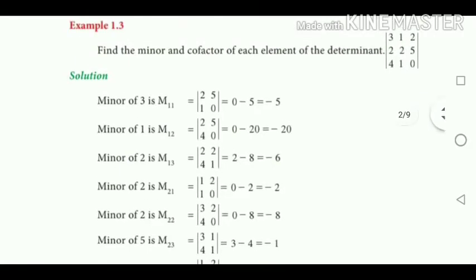Then the first row second element, that is m12, the minor of 1, which is in the second column. So now you have to delete the first row and second column. m12 means you delete the first row 3, 1, 2 and the second column 1, 2, 1. If you delete these, you get the remaining parts 2, 5, 4, 0. If you cross multiply it, 2 into 0 is 0, 4 into 5 is 20, so you get minus 20.